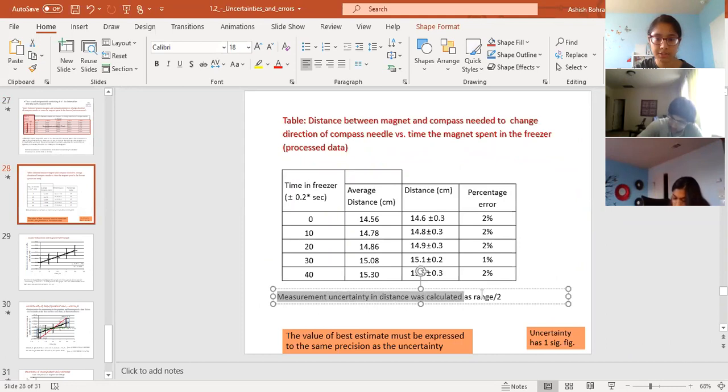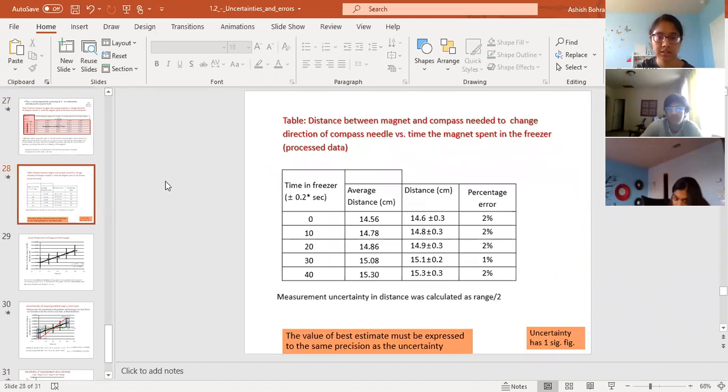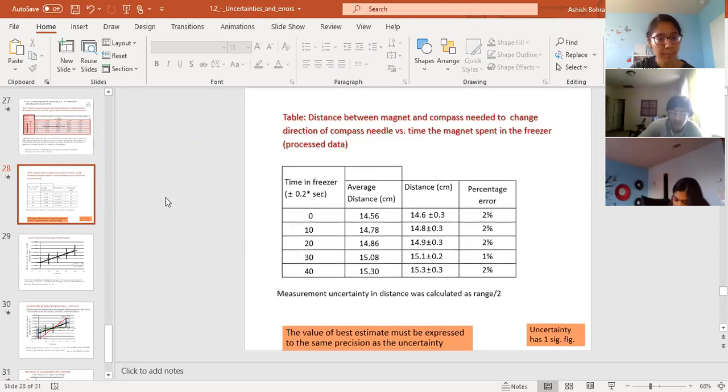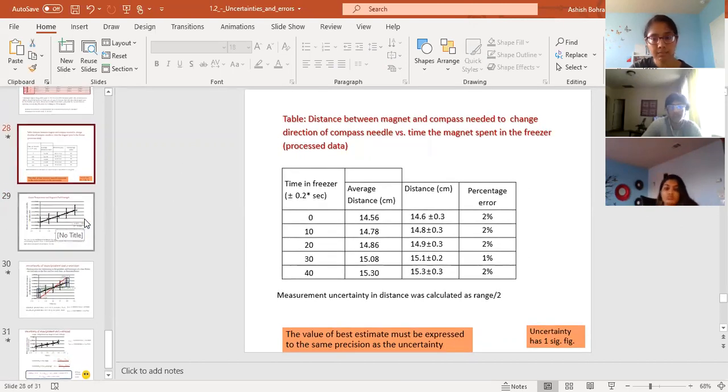Yeah, and then down here it says measurement uncertainty of distance was calculated by range over 2. So you would specify that as well? Yeah. It's probably best to specify. If you're not sure about something, just write a little note next to it or underneath it. And then percentage error is the uncertainty divided by the best measurement, right? Yeah. Or, uncertainty divided by best measurement times 100.